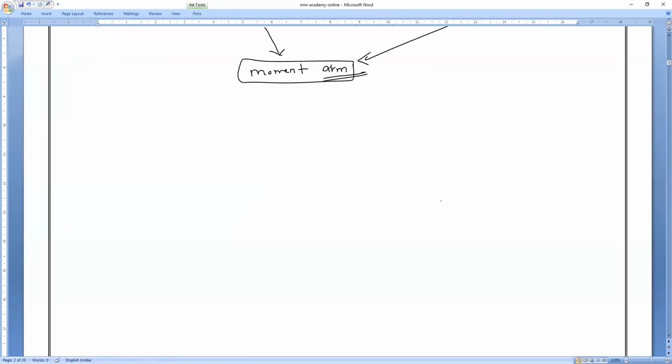Now let me take one more thing: the applied force. Applied force always has to be, what? It should not be parallel to R. Am I right or wrong, everybody? Clear, everyone? Not parallel to the R. Yes, sir. Understand? Now, if you observe very carefully, there is a wrench.